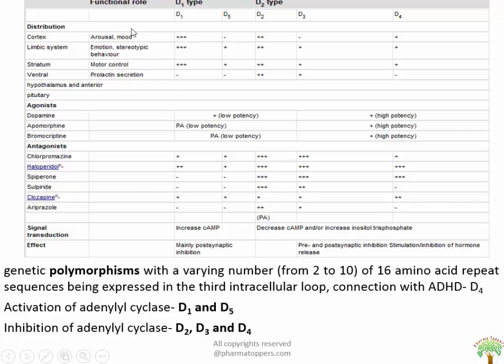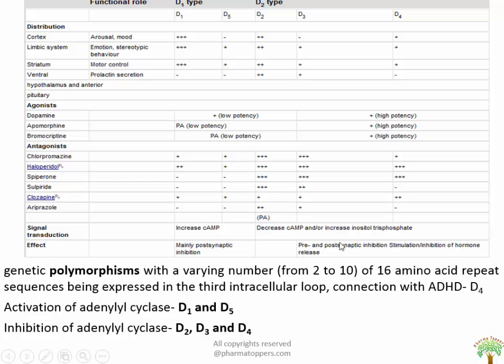the cortex, which is involved in the function of arousal and the mood, D1 and D2 and D4 receptor are the main to control it, whereas in case of prolactin, which is distributed in the ventral, so the D2 and D3 act as a functional role in case of the prolactin secretions. Others you could see here the agonist, antagonist, the signal transductions and the effects.